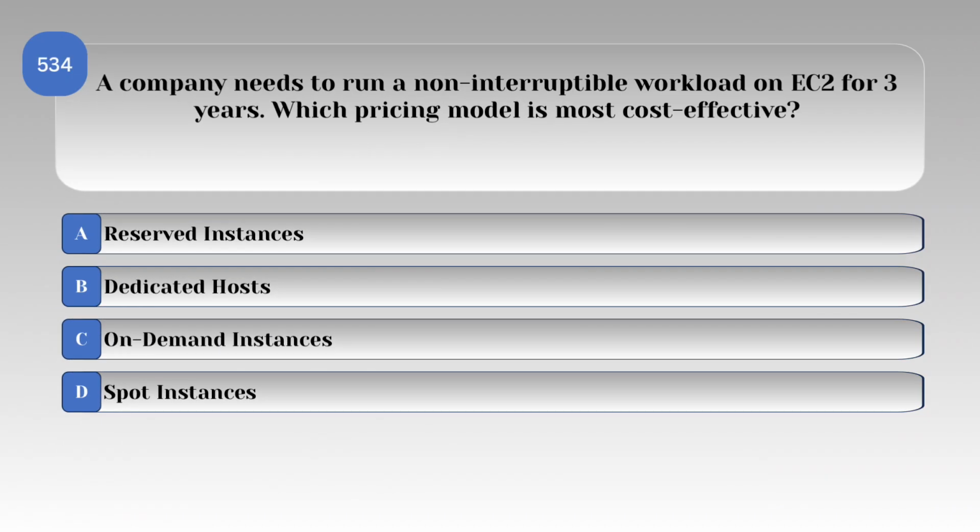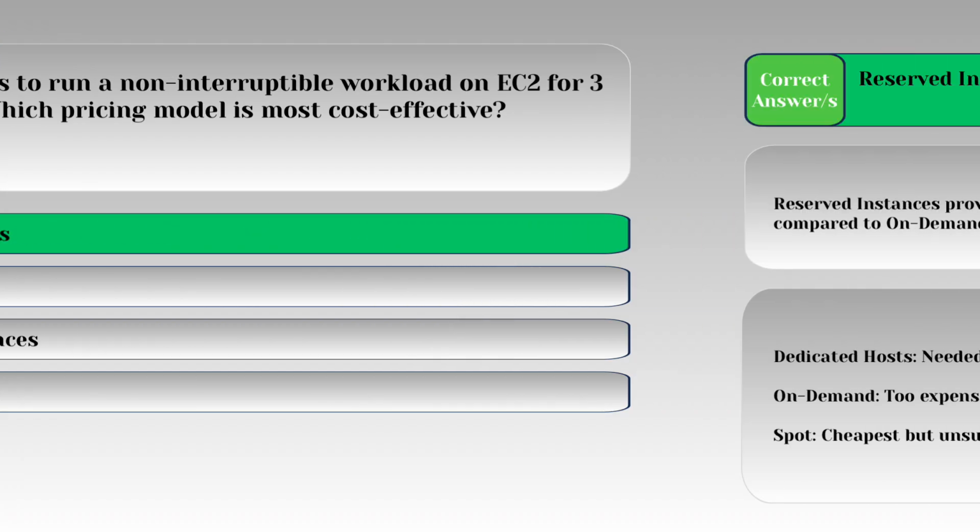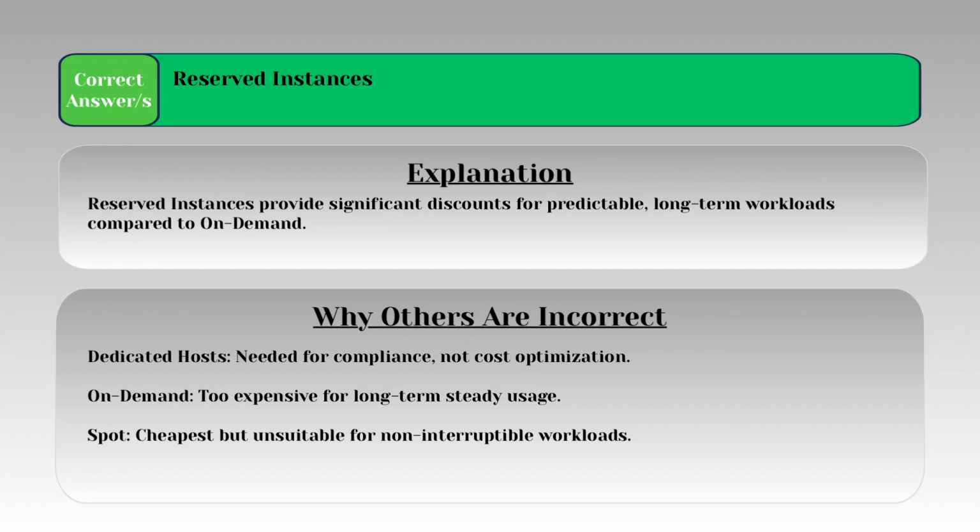A company needs to run a non-interruptible workload on EC2 for 3 years. Which pricing model is most cost-effective? Correct answer, Reserved Instances. Explanation. Reserved Instances provide significant discounts for predictable, long-term workloads compared to On-Demand.